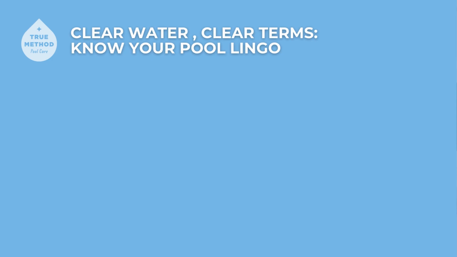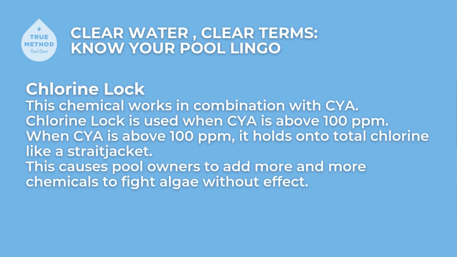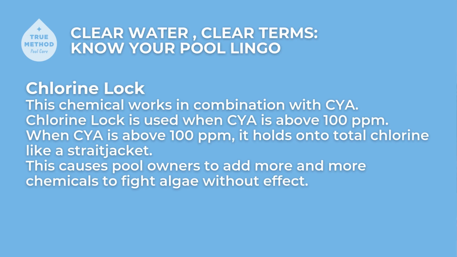Another term that we're going to introduce is chlorine lock, which is piggybacked on top of CYA. When your CYA/stabilizer is above 100 parts per million, the CYA actually holds on to total chlorine like a straitjacket. The results are you're adding more and more chemicals to your pool to fight algae, but the only way to reduce your CYA is by a pool drain. So again, we measure CYA between 30 parts per million to 80 parts per million. When it's too high, above 100, we get what's called chlorine lock.